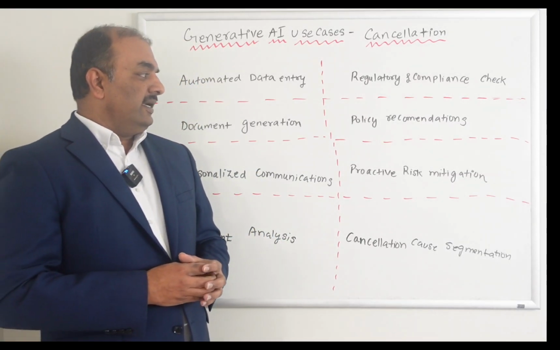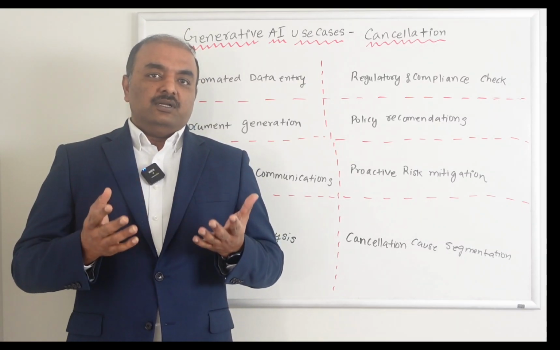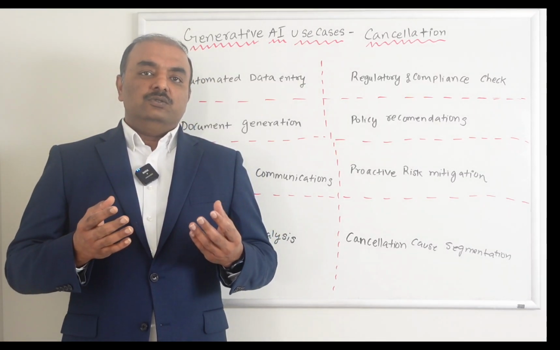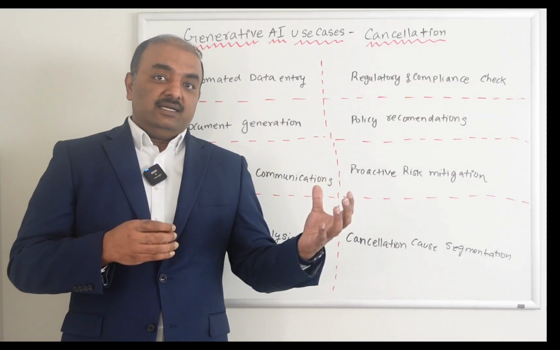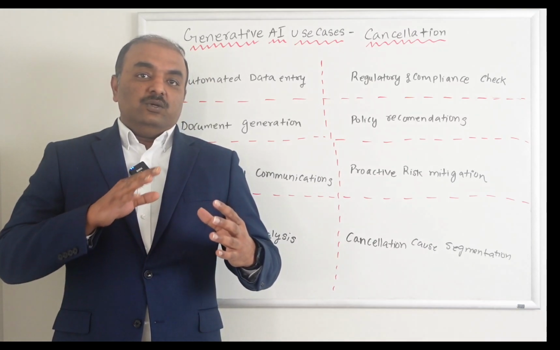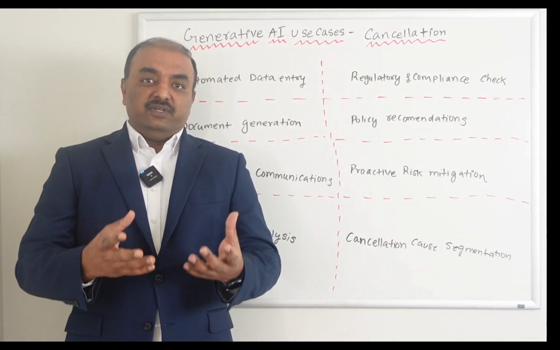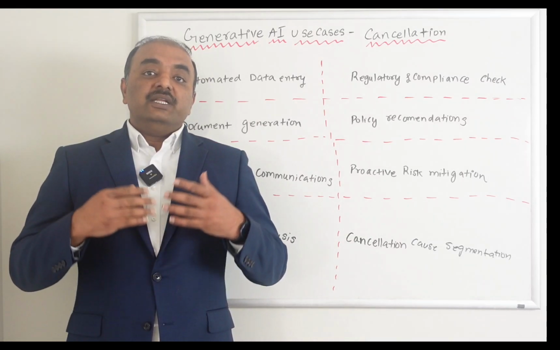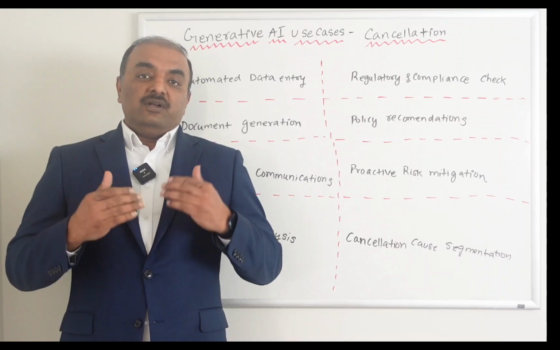Proactive risk mitigation, right? As I told you, if you know that the customer is going to cancel the policy, it is very important to know that in advance, before the cancellation happens, by looking at the data. Then you can reach out to the customer saying, okay, I know that you are not happy with certain things. We'll offer you some discounts, or we'll offer you some services free of cost, which will help you to retain the customer, right? That's where the proactive risk mitigation comes in, before the policy is cancelled.